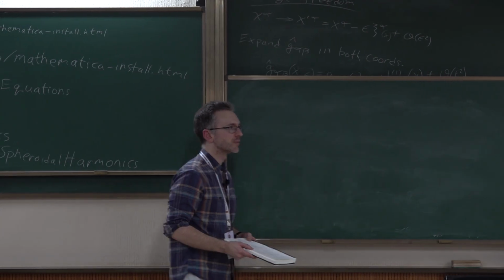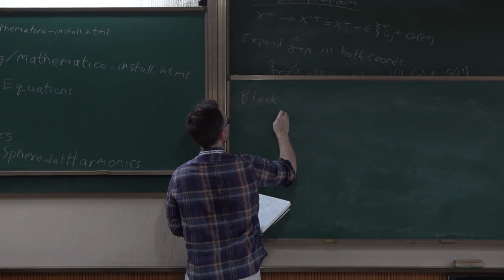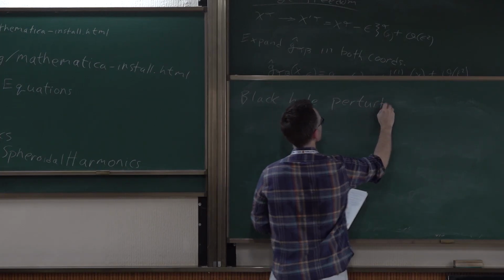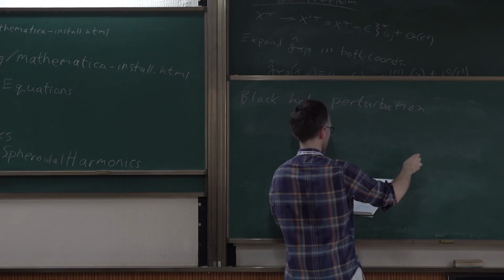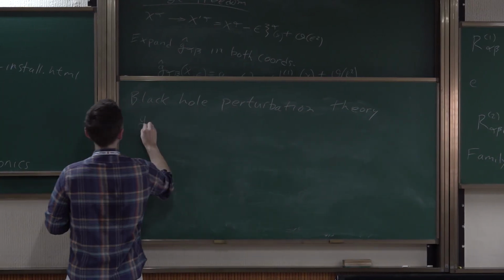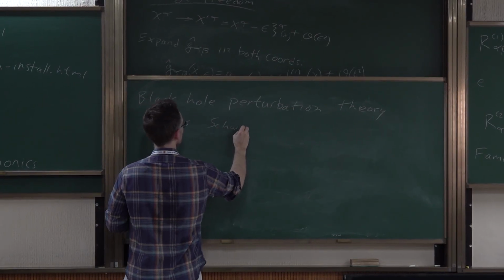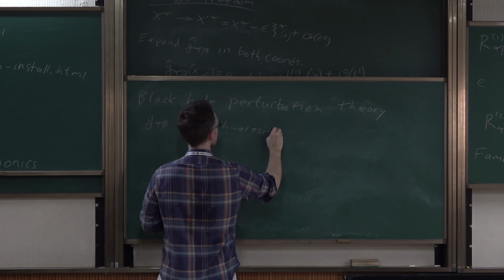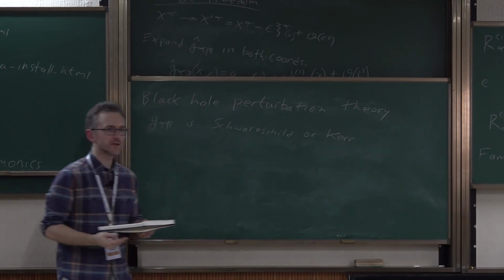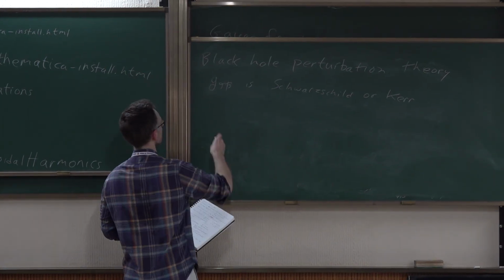Okay, so I'm going to move on to black hole perturbation theory. So everything I've said so far has been for a generic background metric. And I want to specify that the background metric is Schwarzschild or Kerr. Now, of course, Schwarzschild is just an example of Kerr. But I'm going to treat the two different cases quite distinctly. So let's first look at Schwarzschild.